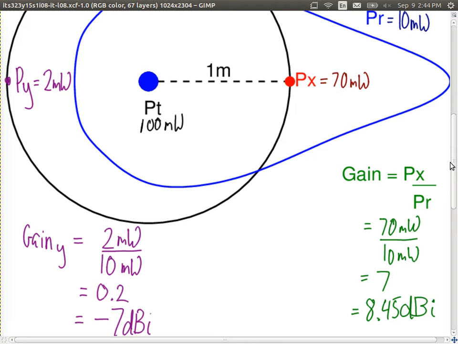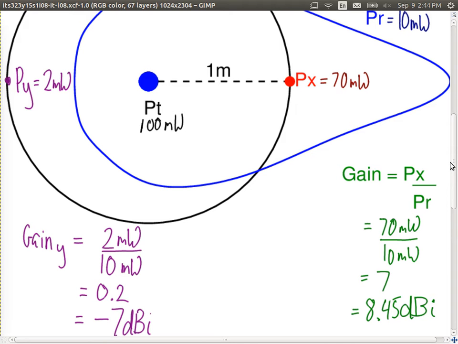We could think of this as part of the spec for my blue directional antenna. When I go looking to buy one, I see this antenna has a gain of 8.45 dBi. We'll see how we'll use that later.